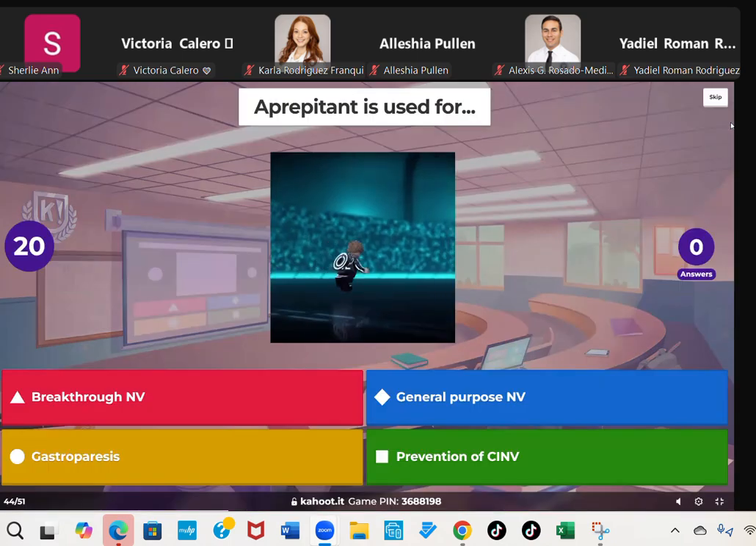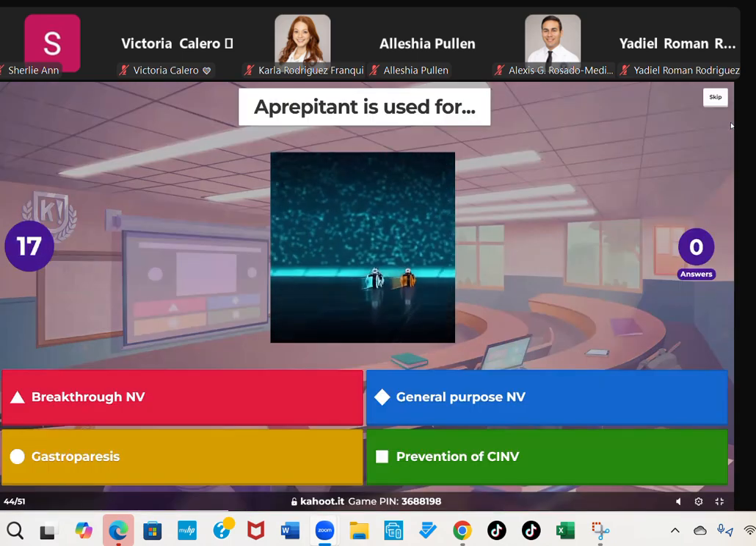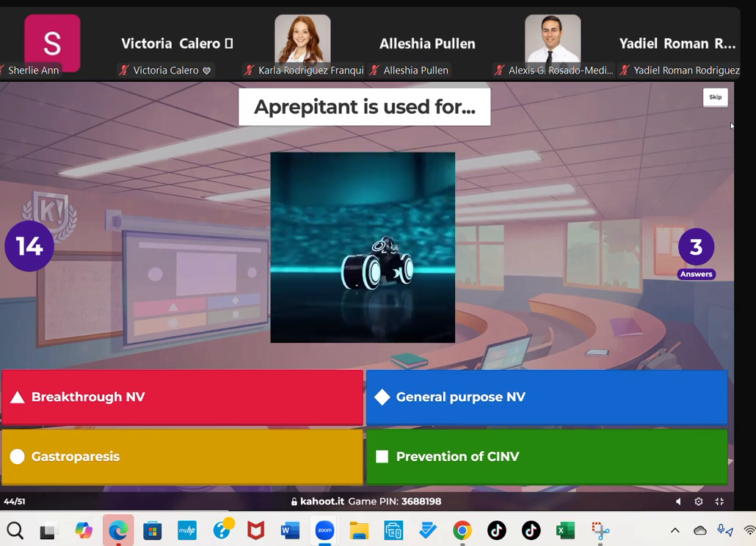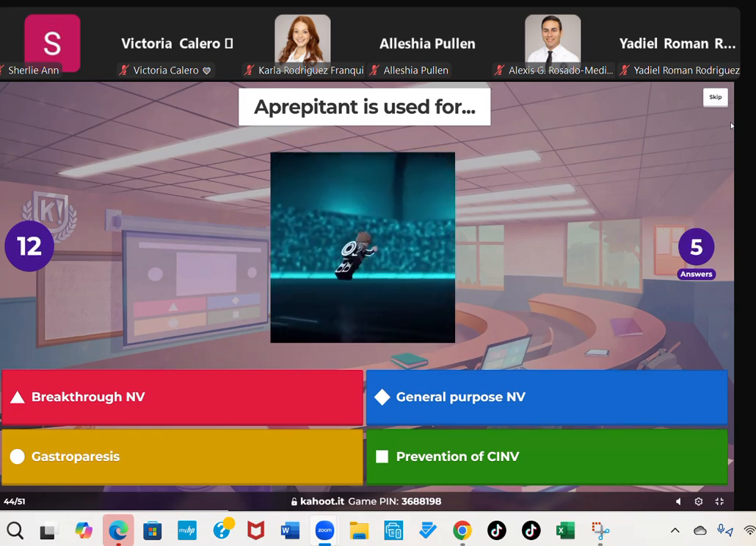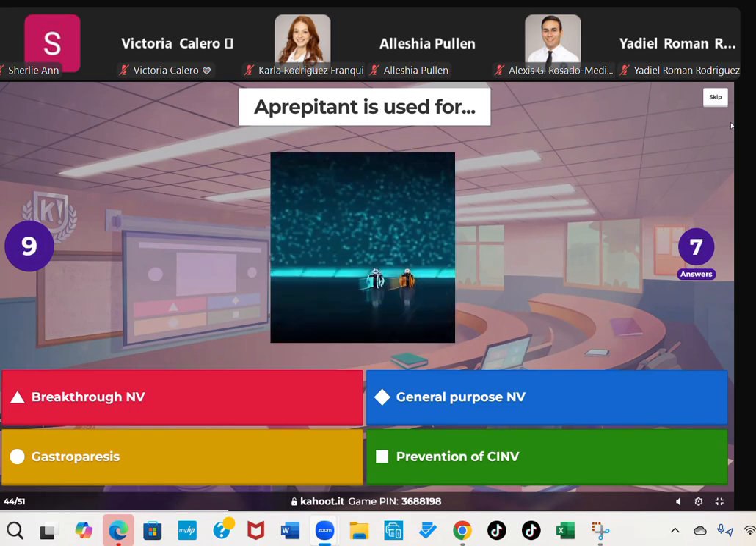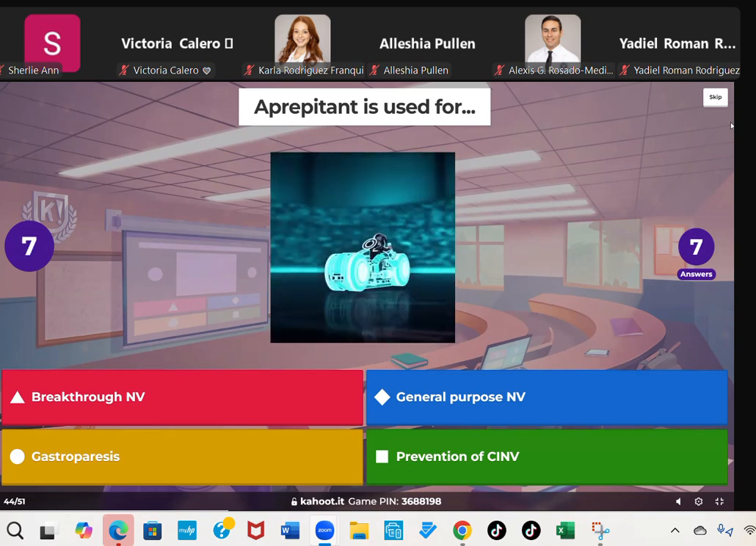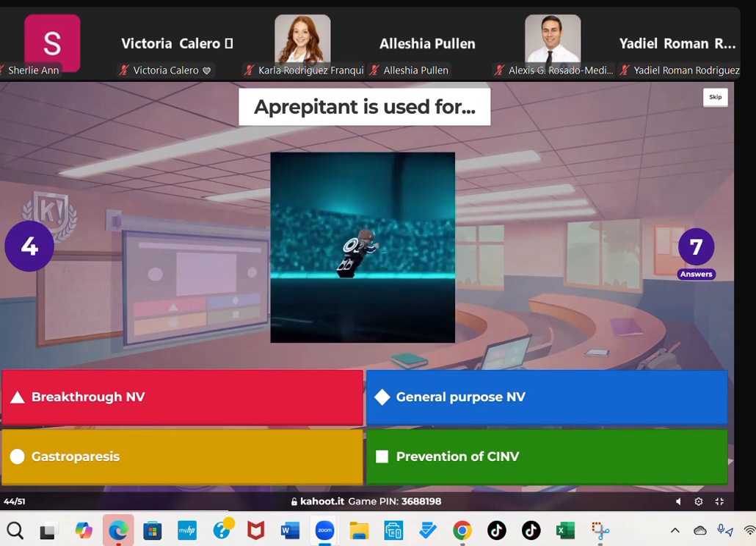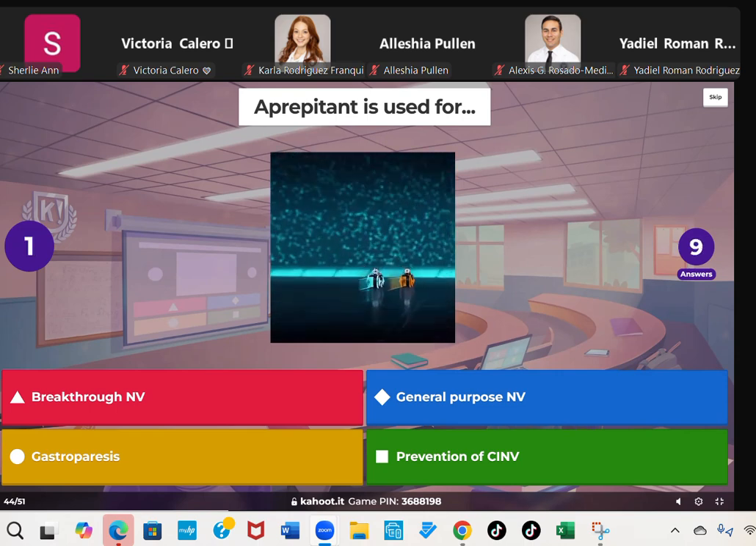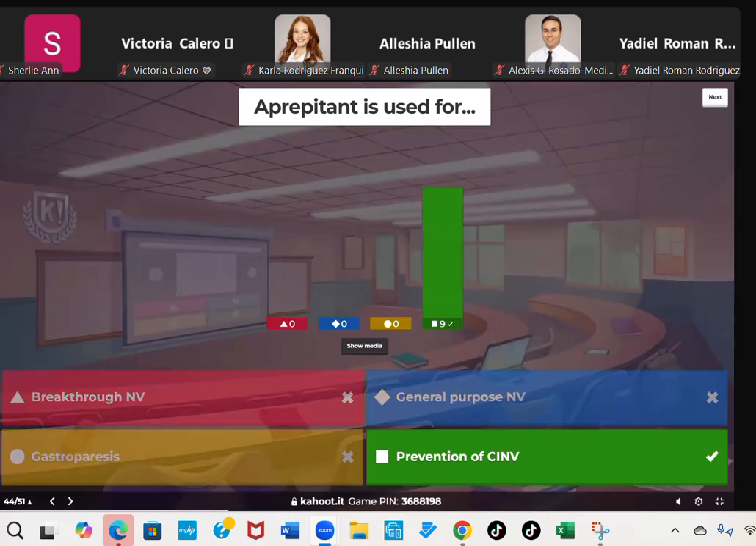Aprepitant is used for breakthrough nausea and vomiting, general purpose nausea and vomiting, gastroparesis, and prevention of chemo-induced nausea and vomiting. Excellent. The NK1 antagonists are used to prevent. This is the first time we've had a consensus, but we're also down to 9 people still participating.